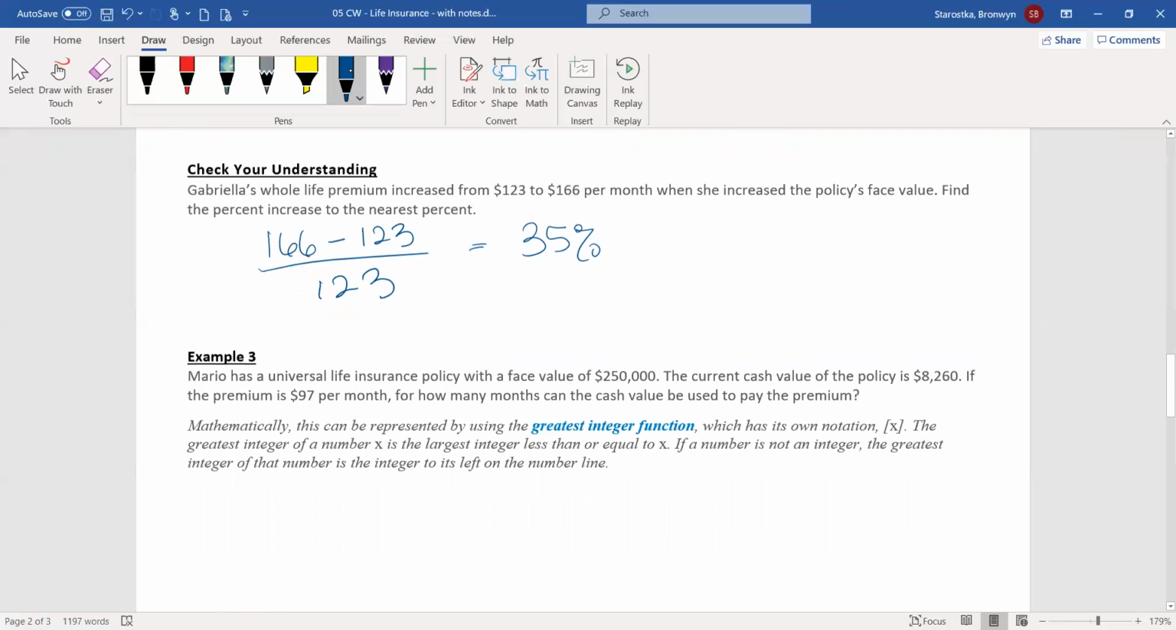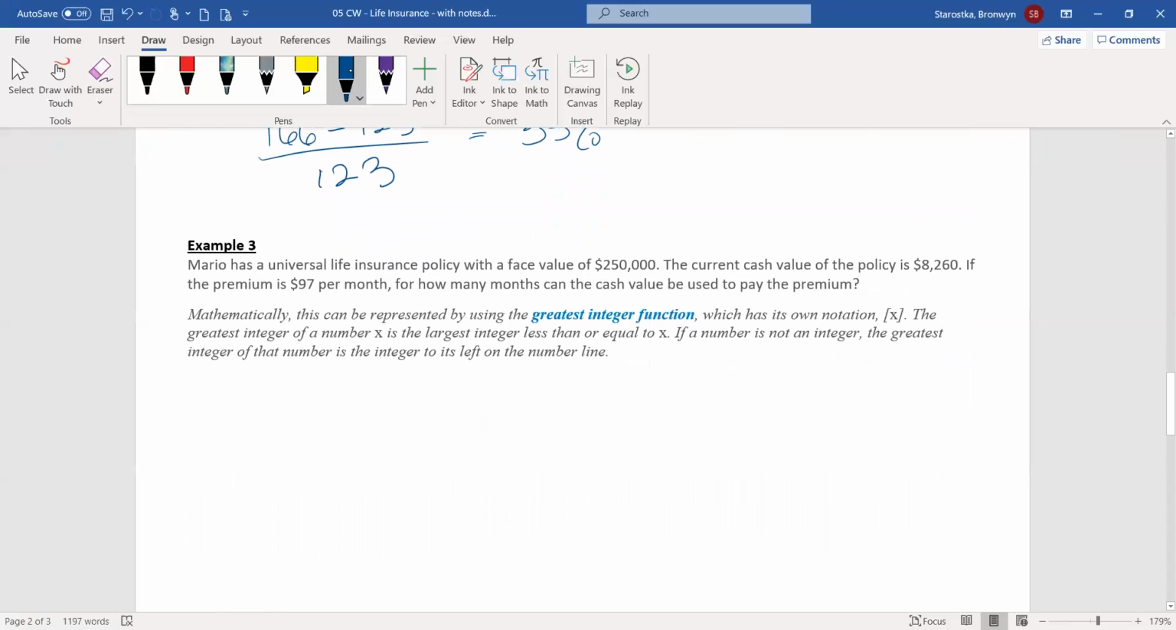Example 3. Mario had a universal life policy with a face value of $250,000. The current cash value of the policy is $8,260. If the premium is $97 per month, for how many months can the cash value be used to pay the premium? So these universal life policies, and you can go back and read about them, are kind of funny. But you can just stop paying, and whatever you save up will be used to pay the premiums.